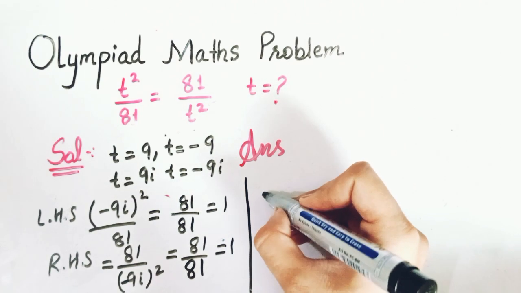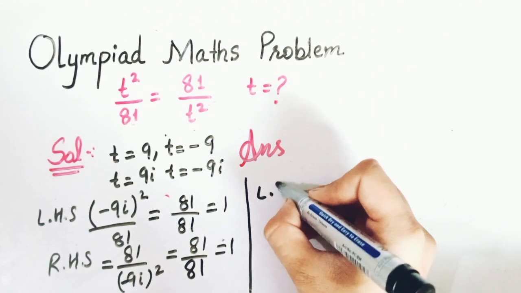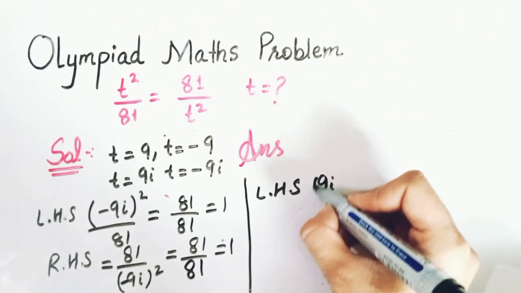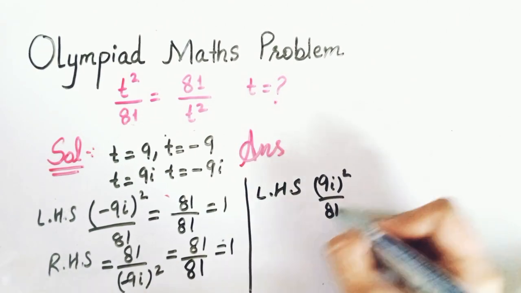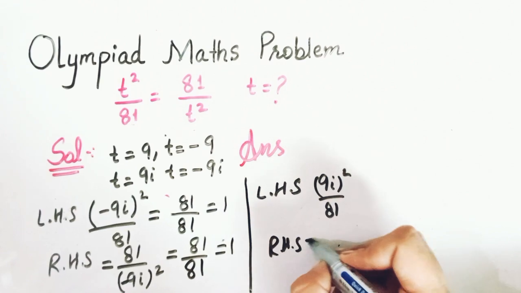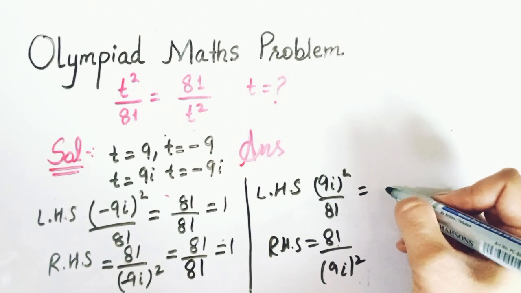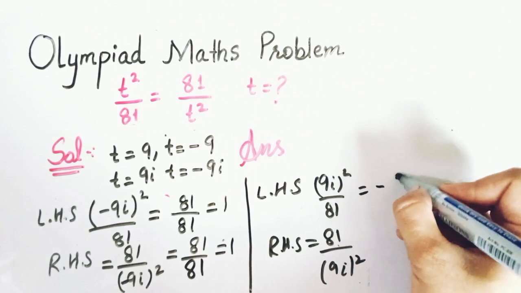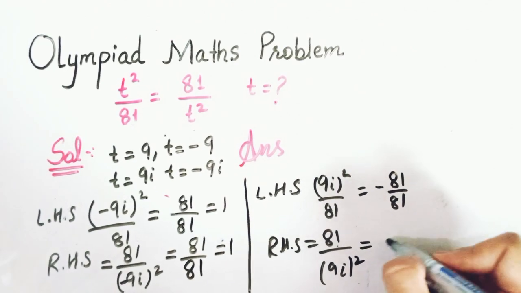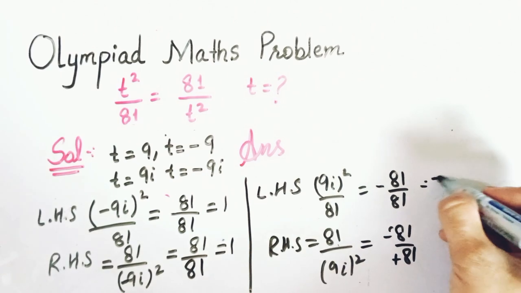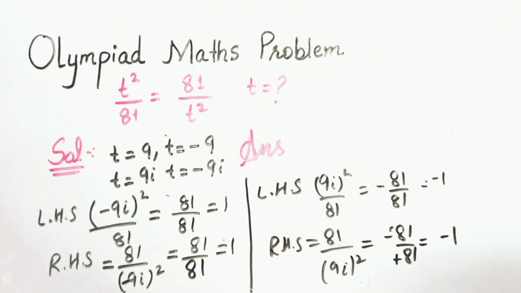So for minus 9 iota in the left hand side, when we take plus 9 iota, square divided by 81, and in the right hand side we have 81 by 9 iota square. So this is minus 81 by 81 and this is also 81 by minus 81. So this is minus 1 and this is also minus 1. It means our solution is correct.